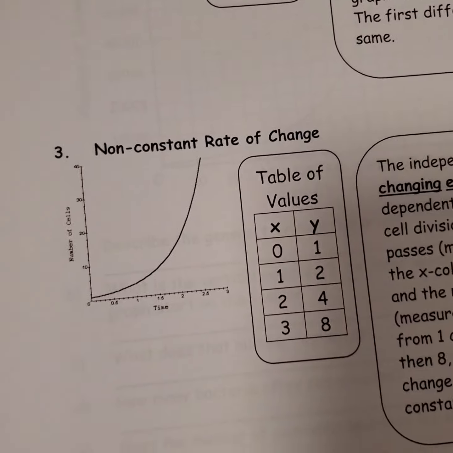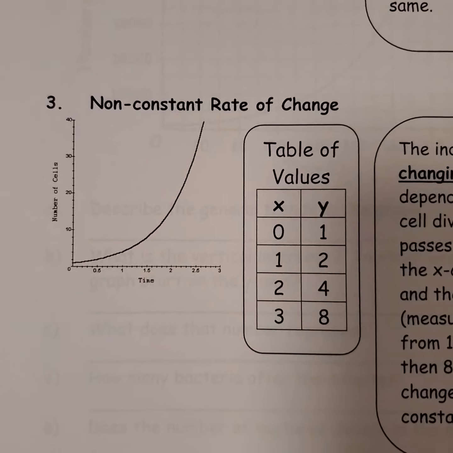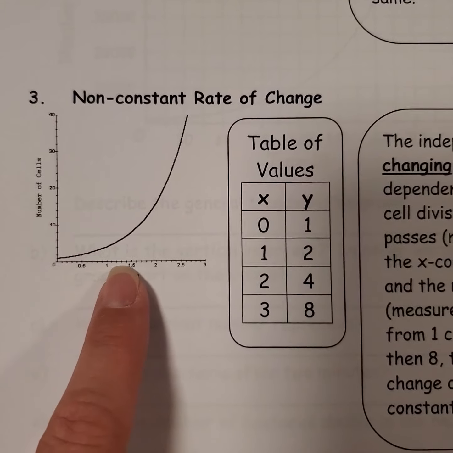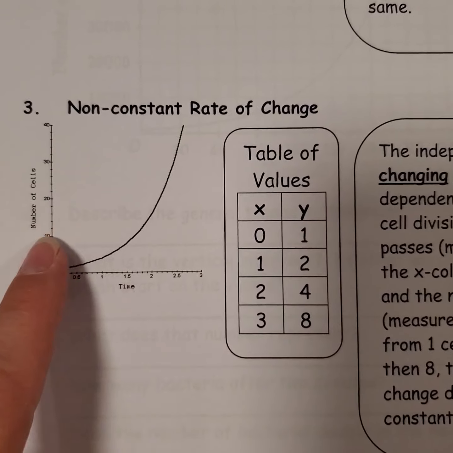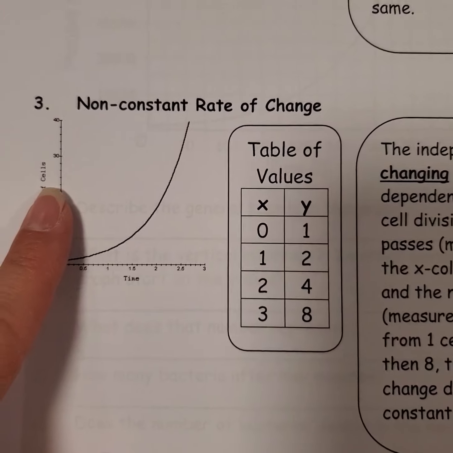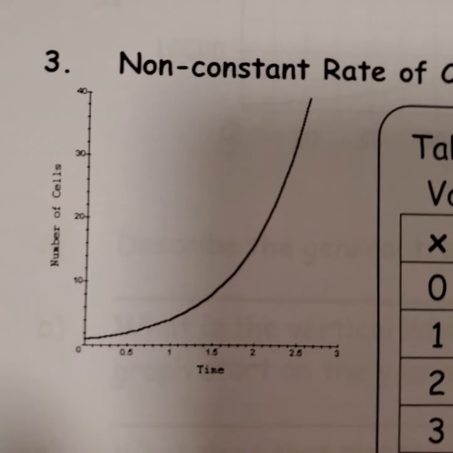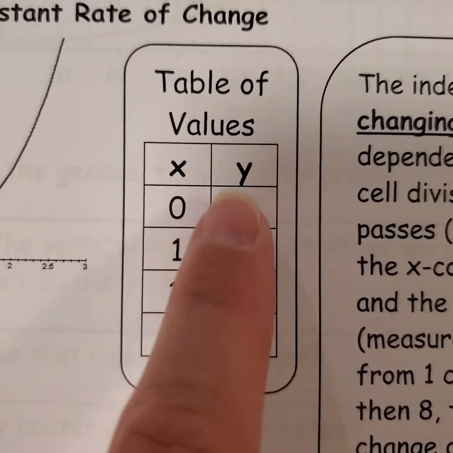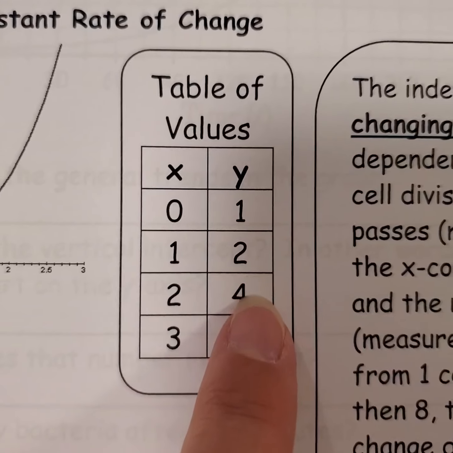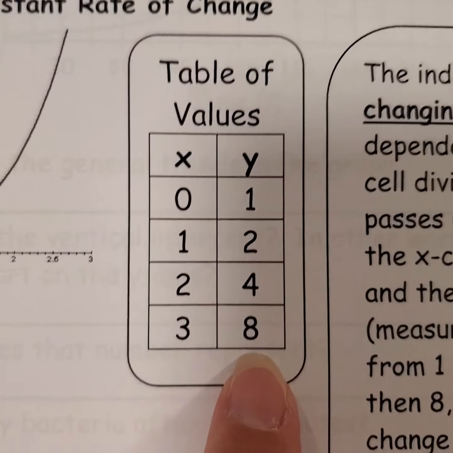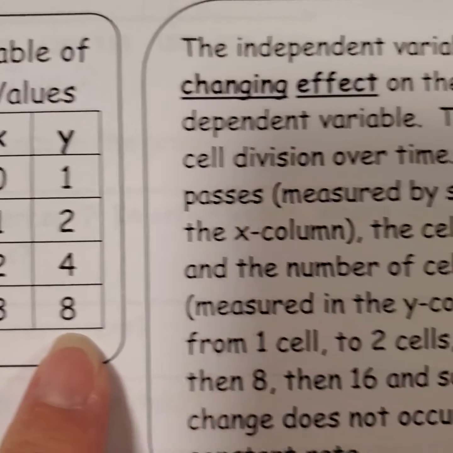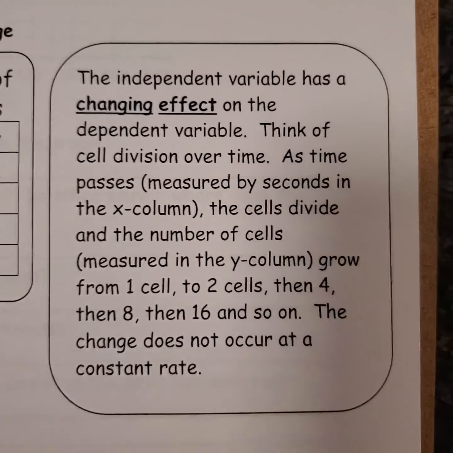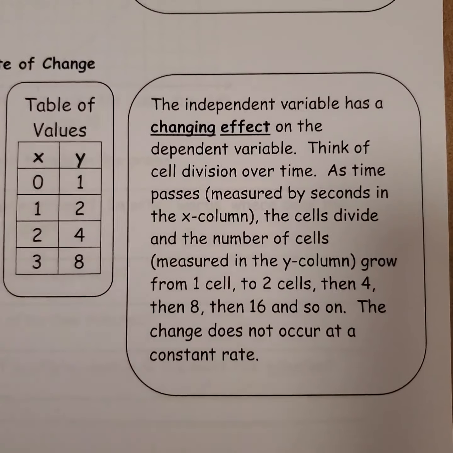And then the last example that we look at in terms of slope and rate of change is a non-constant rate of change, okay? So here we have changes in the independent variable, but they don't produce the exact same incremental changes in the dependent variable, okay? So it would look like this in terms of a graph, which we saw on the previous page. This is what the table of values would look like. Again, here, okay, the y value changed by 1, but then it changed by 2, and then it changed by 4. So that is a non-constant rate of change. Over here, the independent variable has a changing effect on the dependent variable. If we think about cell division, for those of you that are interested in biology, okay?